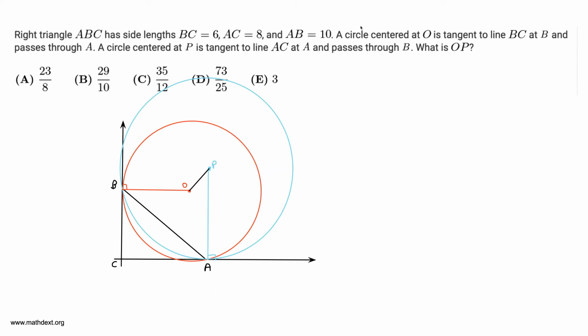Okay, I've gone ahead and drawn out this diagram, and the way we're going to solve this problem is using coordinate geometry. So we can try to find the coordinates of points O and P and find the distance between these 2 points. So we're going to have C be the origin, and triangle ABC is a right triangle. So we can have A on the x-axis and B on the y-axis. So we'll have A at 8, 0 and B at 0, 6.